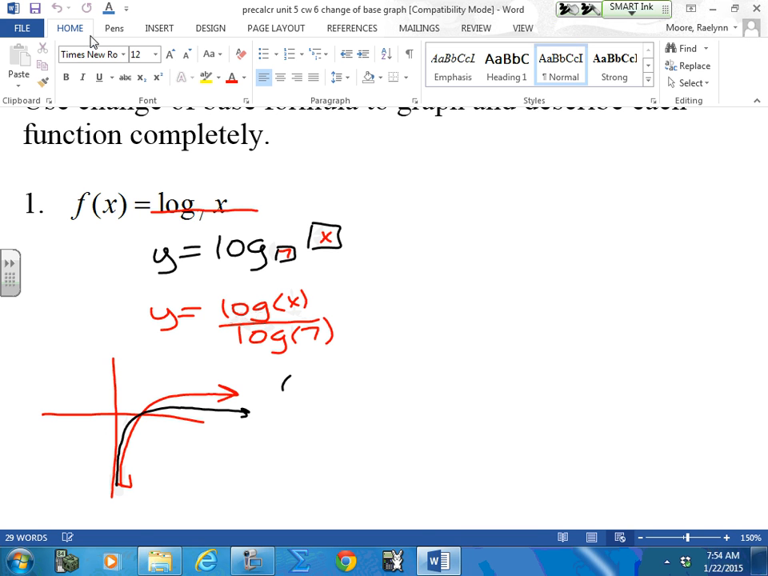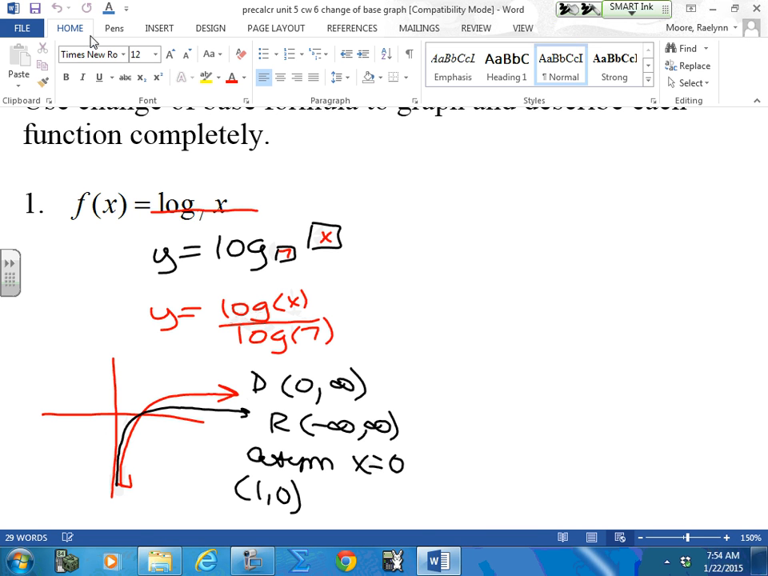Again, your domain is from 0 to infinity. Your range, all real numbers. Your asymptote is your y-axis this time, and your point is your (1, 0). We swapped them all out, right? These are reflections over the line y equals x for your exponential curves.